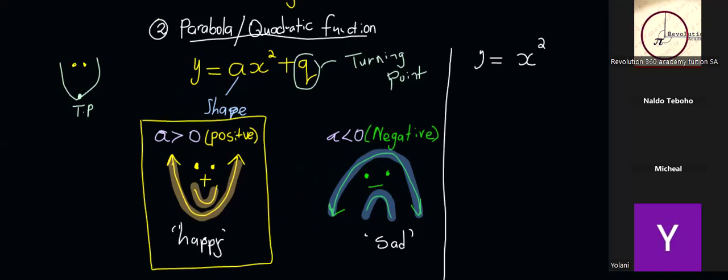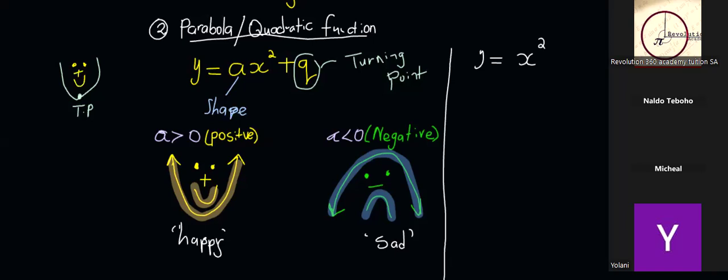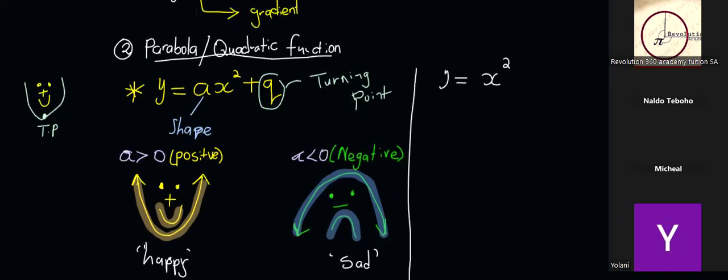So what I'm trying to explain is that with regards to the graph that represents all parabolas or quadratic functions, the value of A represents the shape. The shape can be positive, which is A greater than 0, or negative, which is A less than 0. Those are the two instances that you will ever get. And then this Q is where the graph turns. There are times when they might not even give you this value of Q.